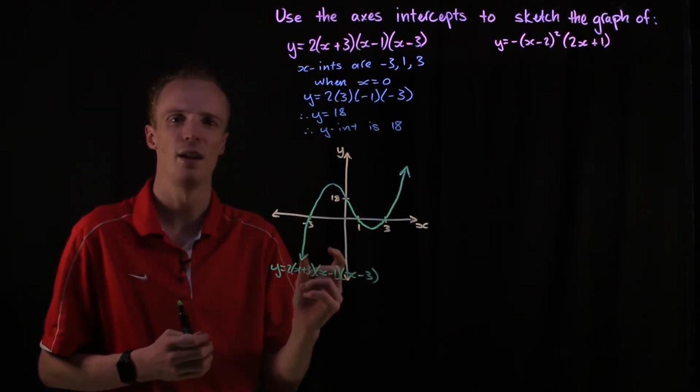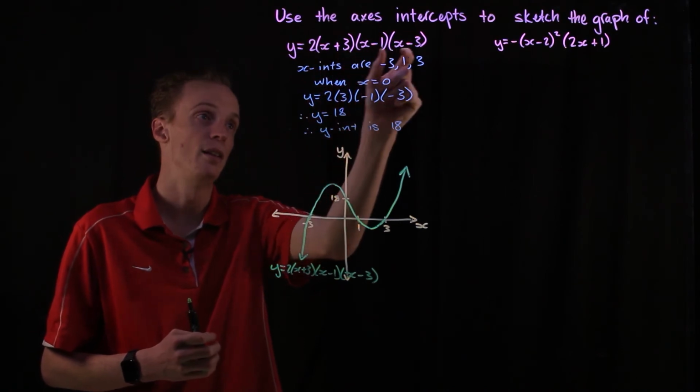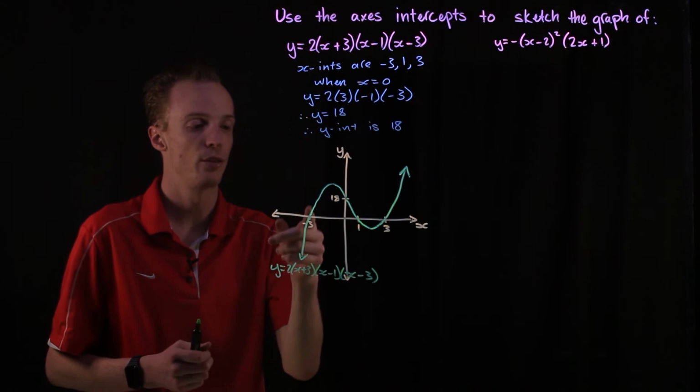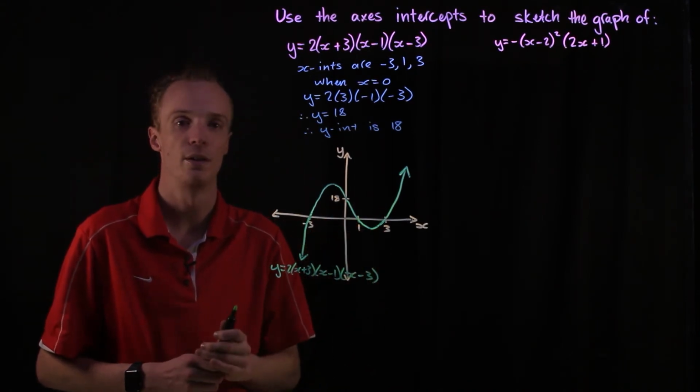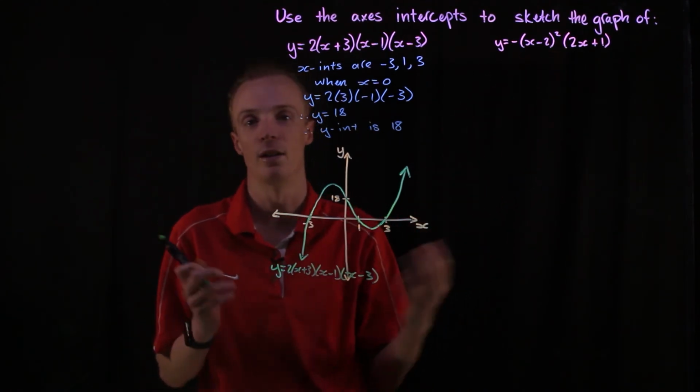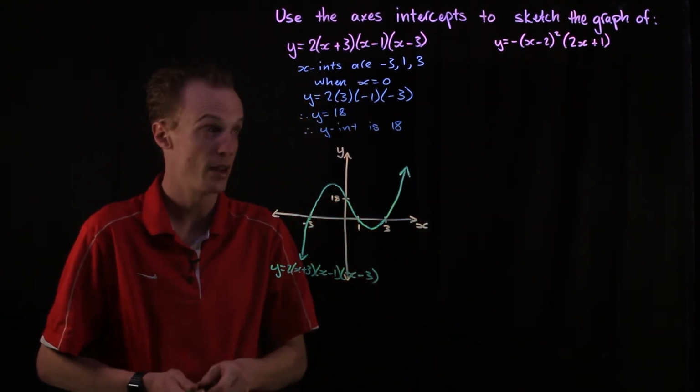Once again, because it's only got linear factors such as these, it's going to cut through at each one of those points. But what happens if we've got something with a repeated linear factor such as this one? Well, let's take a look at that.